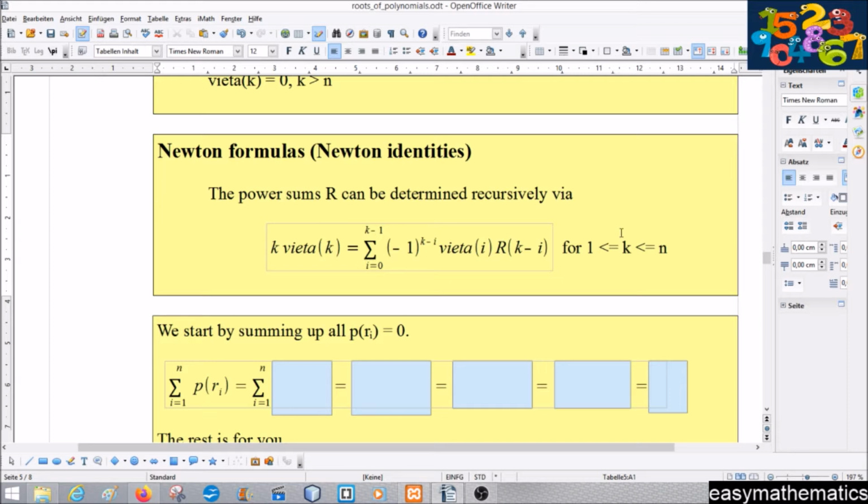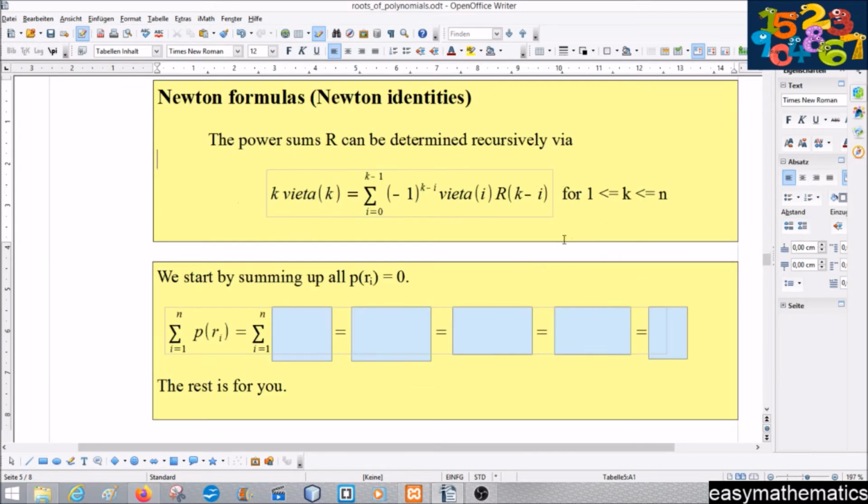On Wikipedia you find another notation. Try to pause the video and make sure both formulas are equivalent. And what is our idea? I want to give an idea of the proof. It's not the full proof, but I just want to give an idea.